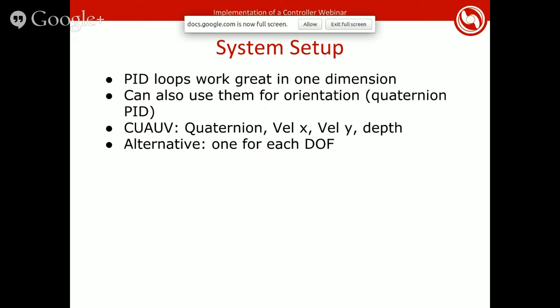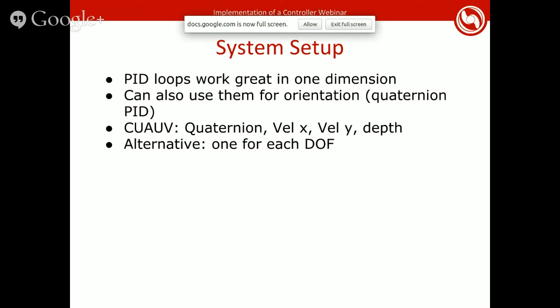You can make a quaternion PID loop, which doesn't output a single real value. It actually outputs an axis and a scalar that scales that axis. That's something we do for orientation on our AUV. We have a quaternion PID loop, which handles our orientation. We have a desired x velocity, a y velocity, and a depth PID loop. An alternative to the quaternion is to have one for each degree of freedom. That would be one for x velocity, one for y velocity, one for depth, but also one for heading, one for pitch, and one for roll.